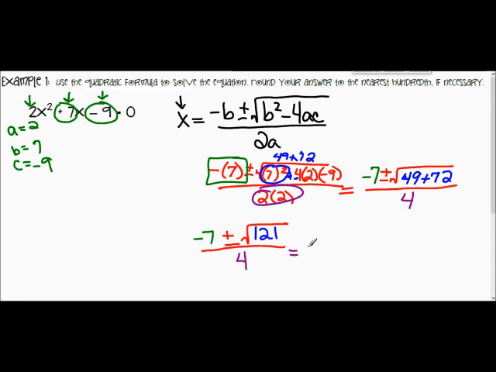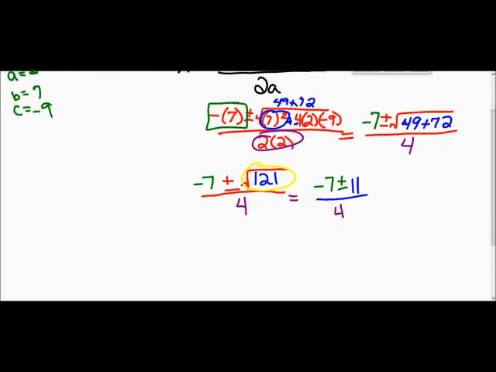Okay? Then the next piece comes from simplifying the square root. So I'm going to take this square root. And what is the square root of 121? It's 11. So now I'm going to say negative 7 plus or minus. Now remember, we're taking the square root of 121. So it's just 11. It's no longer the square root of 11. It's just 11. And it's all still going to be over 4.